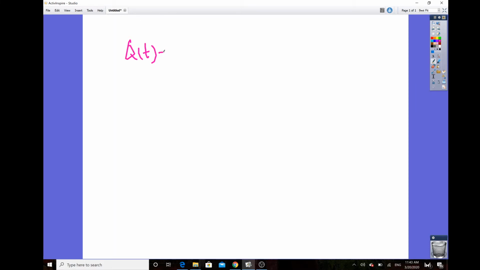So about the handwriting, this one, I try to do the best I can. It's t to the power of 3 minus 2t squared, and then plus 6t, and then plus 2. So this one is the charge for a coulomb.